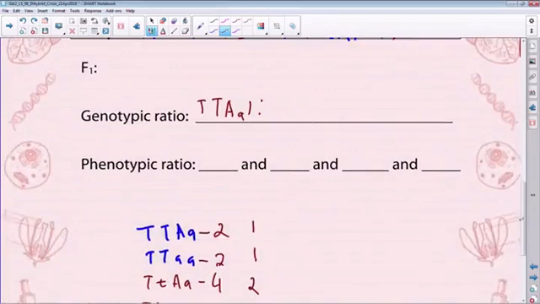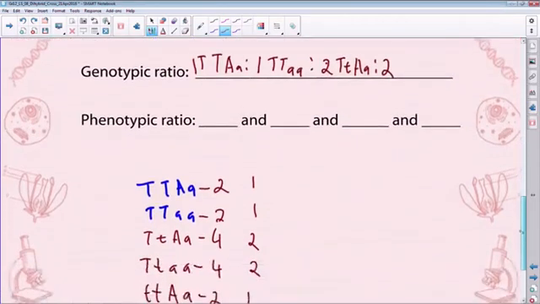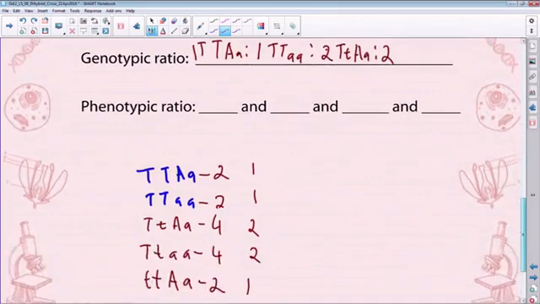Let's see. So 1, let me erase there. Small a. 2, 1 again. Big T, small a. 2, 2. Big T, small t, big A, small a. 2, 2. Let me move it up again so we can see: big T, small t, small a.